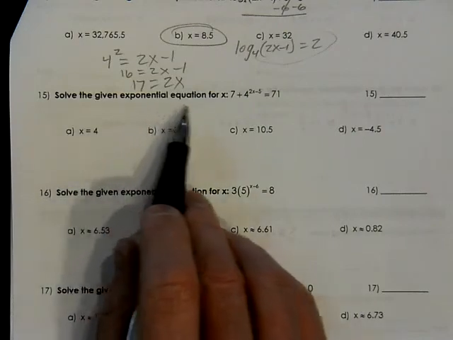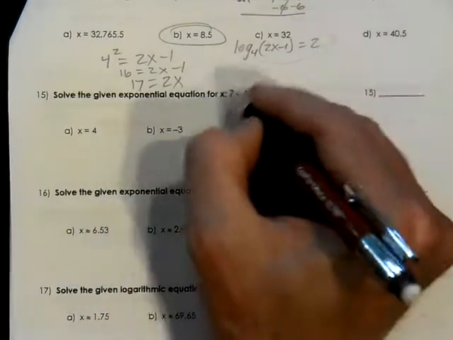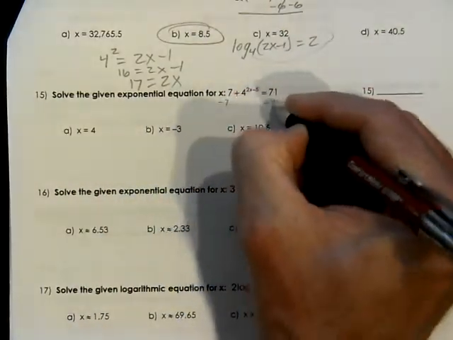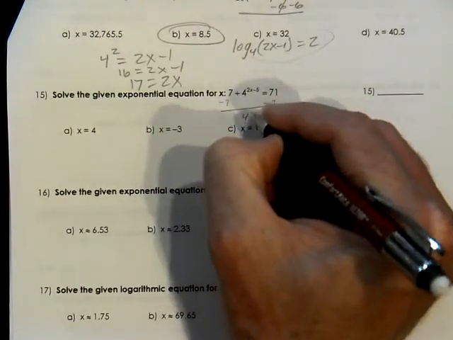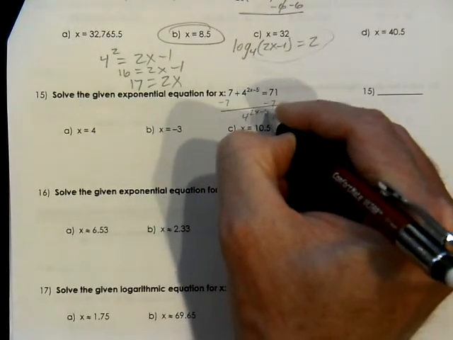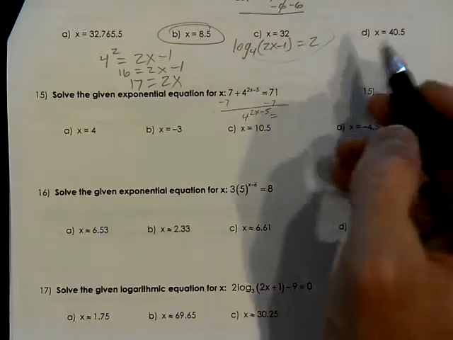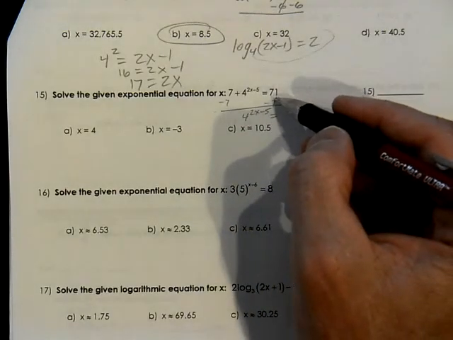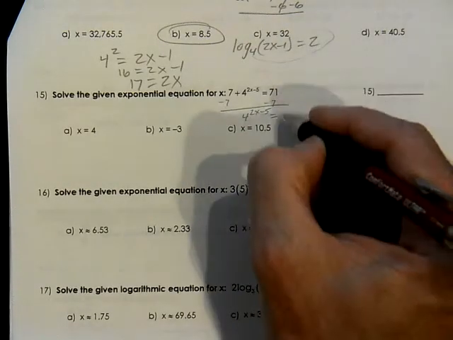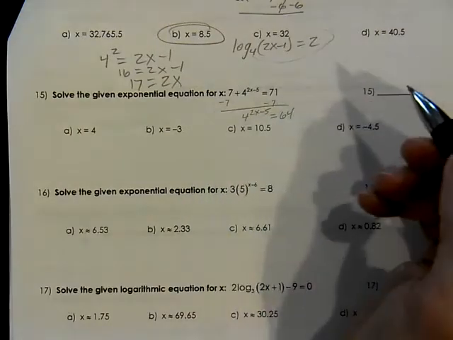Solve the given exponential equation. So we're going to subtract the 7. That gives us 4 to the 2x minus 5. We subtract 7 from this, and we're going to be at 64.